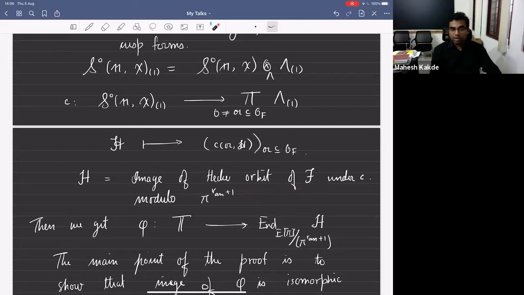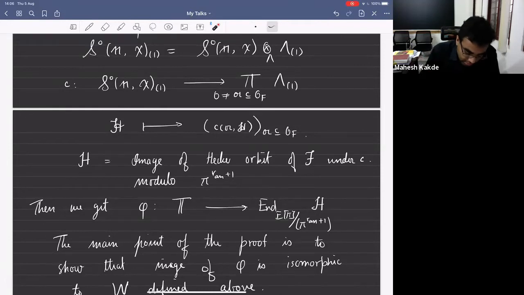Okay, these are all necessary to construct the cohomology class that we want. If we just take some of them, then we may not get enough cohomology classes. Okay, so this H is the Hecke orbit of my F under... This H is not the Hecke orbit. I take the Hecke orbit, I take its image under C, and I look at it modulo pi to the R n plus 1. Okay.